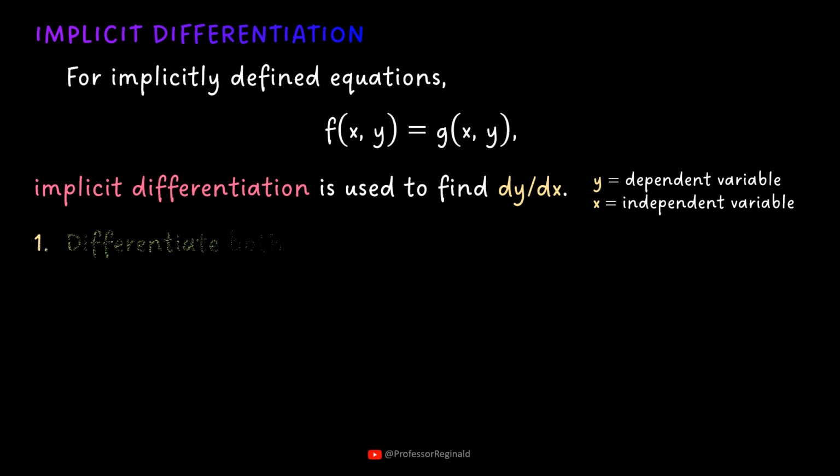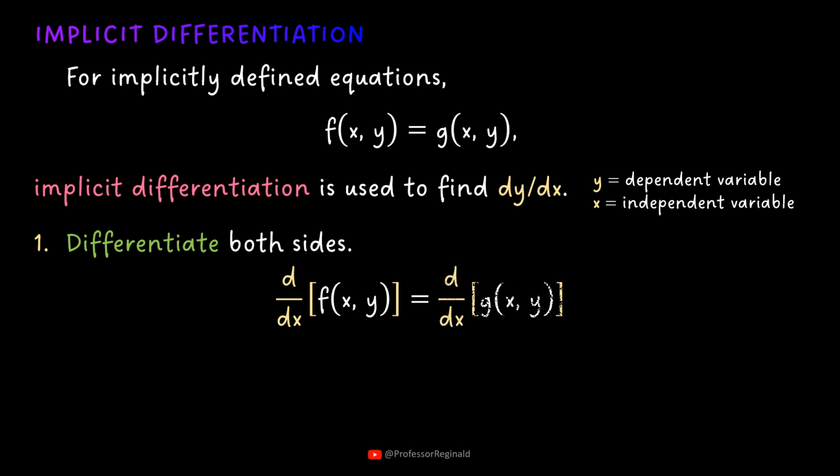First, differentiate both sides of the equation. Take the derivative with respect to the independent variable. Second, solve for the derivative of the dependent variable with respect to the independent variable. Apply algebraic techniques to solve for the derivative, and then simplify if necessary. Because implicit differentiation can get complicated, let us review differentiation techniques.